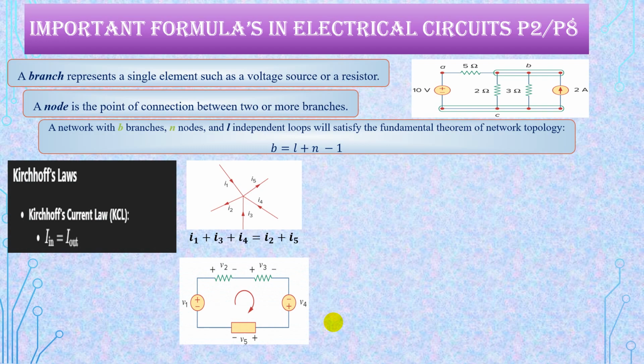Now what is a loop equation? Starting from the current leaving at the positive sign, we take it as a negative voltage drop, generally. Current entering at the positive sign is called a positive drop. So as per that, this becomes minus V1, plus V2, plus V3, and for current leaving, minus V4, current entering plus V5. Like this you have to form the equation.